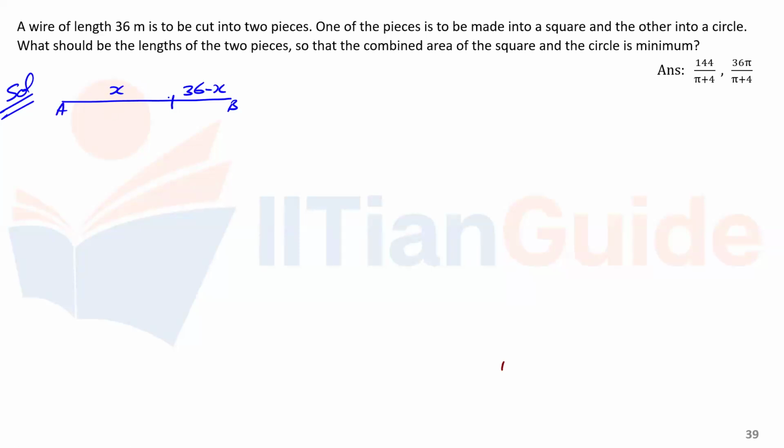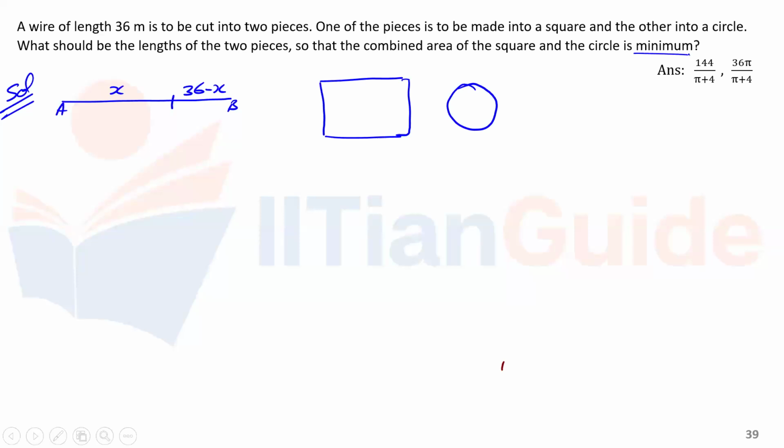From the length x, I am going to make a square. However, we can make the square from the 36 minus x also, it doesn't matter. From one length, I am making a square, and from the other length, 36 minus x, I am going to make a circle. We need to find the value of x so that the combined area of the square and circle is minimum. They have asked about the minimum, so I will get the minimum value.